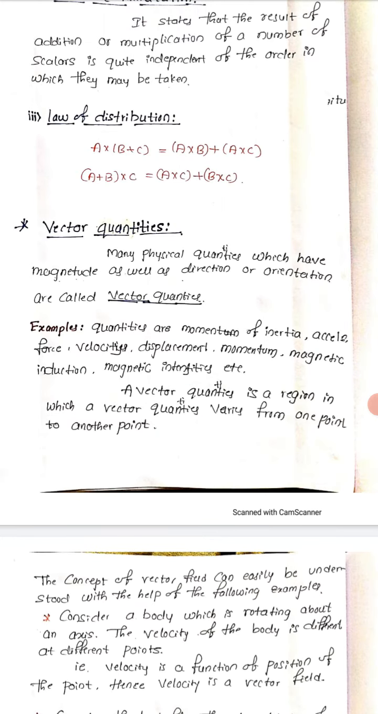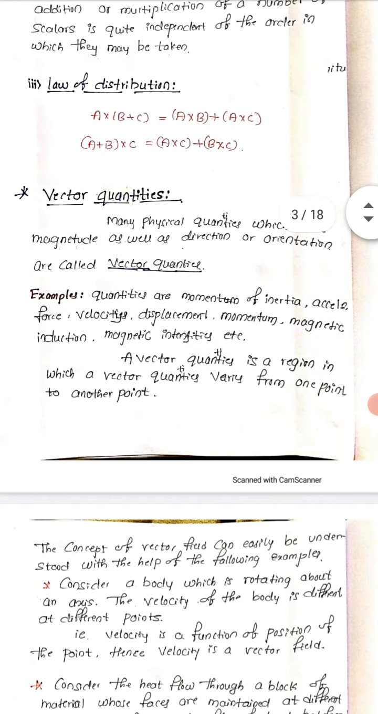For example, vector quantities are the moment of inertia, acceleration, force, velocity, displacement, momentum, magnetic induction and magnetic intensity. These are the best examples of vector quantities: moment of inertia, acceleration, force, velocity, displacement and momentum. We have already studied these.